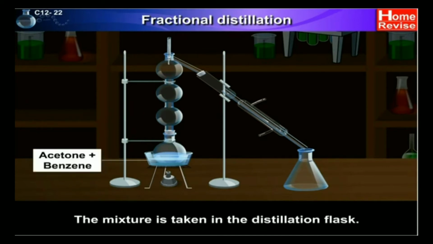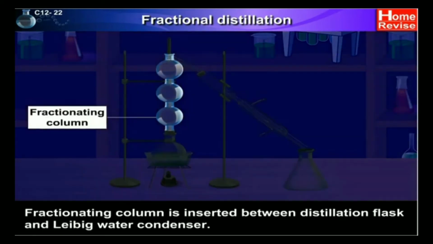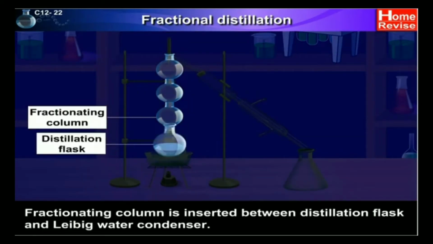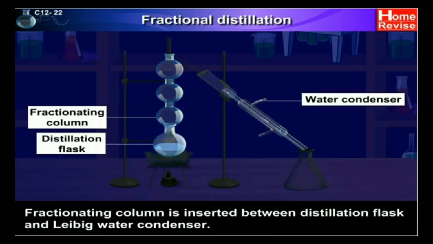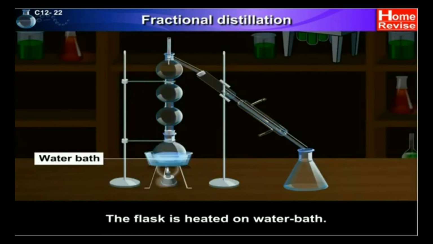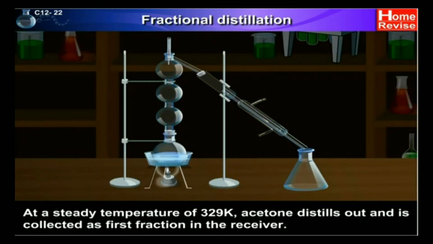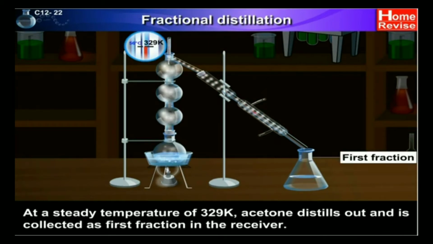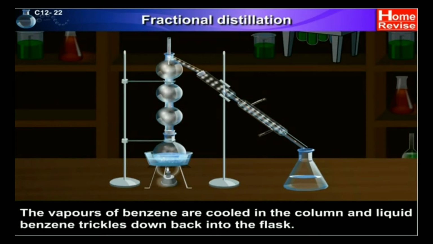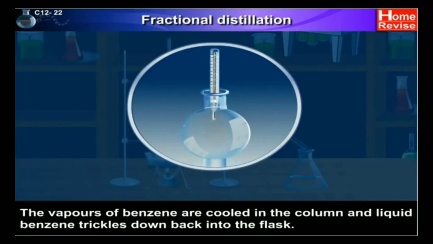The mixture is taken in the distillation flask. Fractionating column is inserted between distillation flask and Liebig water condenser. The flask is heated on water bath. At a steady temperature of 329 Kelvin, acetone distills out, and is collected as first fraction, in the receiver. The vapors of benzene are cooled in the column, and liquid benzene trickles down back into the flask.